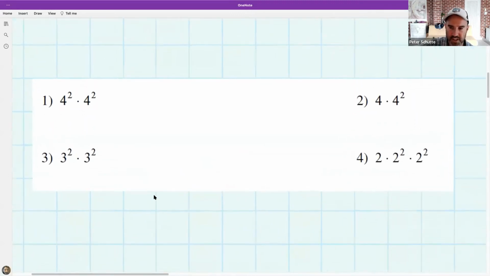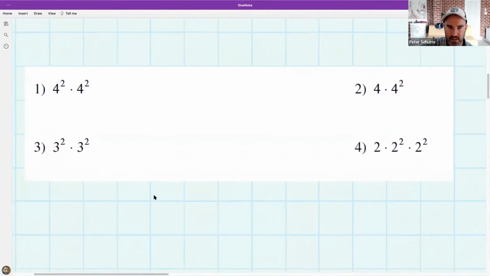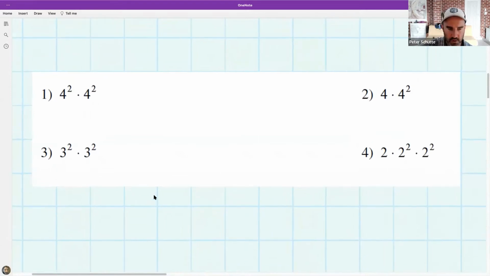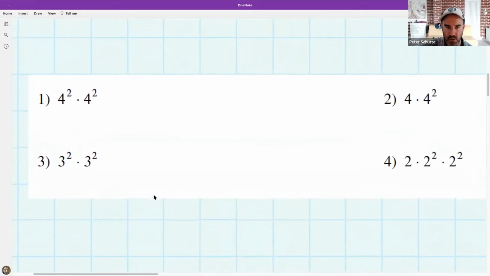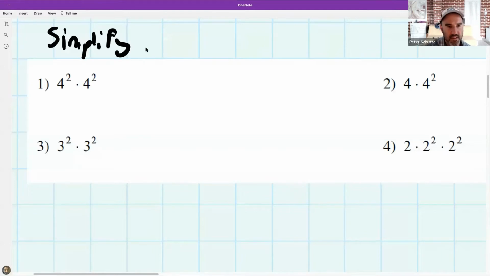Let us do this next set of questions. So what you'll notice now is that we have 4 questions. And while you do those questions, I'm going to take questions from the floor. And you have to simplify these basically for me. And I want you to use the properties of exponents as you do this.